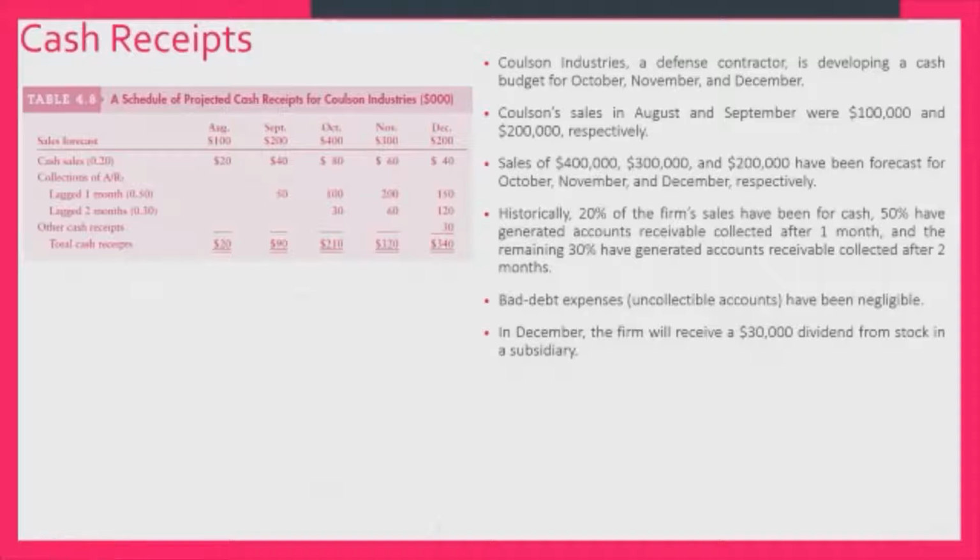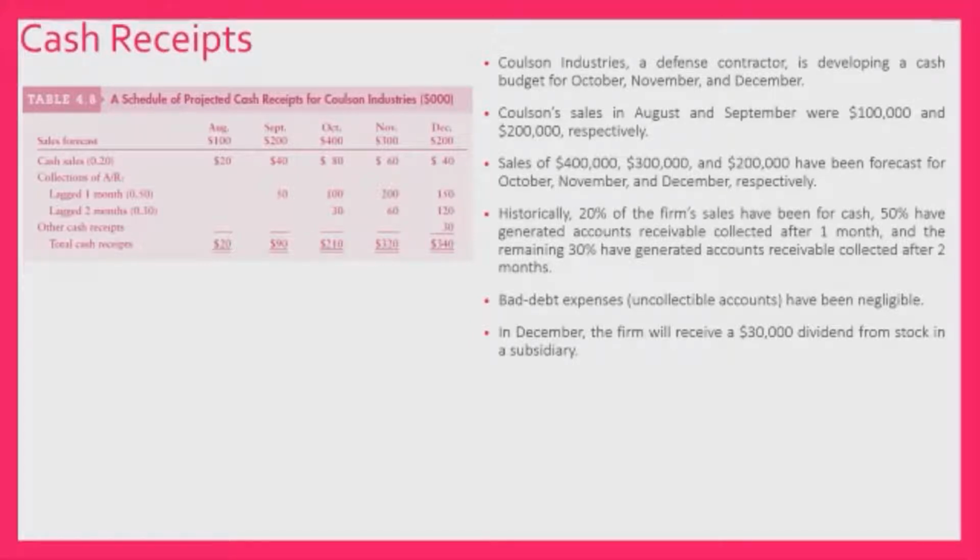Let's do an example. First, we need to find those cash receipts. So we create a schedule to calculate exactly how much cash we will have each month. Your budget goes by the month. You can do 6 months, or 3 months, or a whole year budget if you can estimate. It says, Colson Industries, a defense contractor, is developing a cash budget for October, November, and December, 3 months. Colson's sales in August and September were 100,000 and 200,000 respectively.